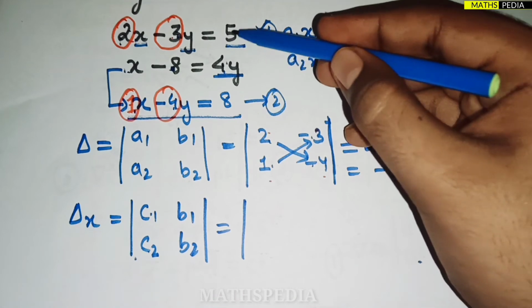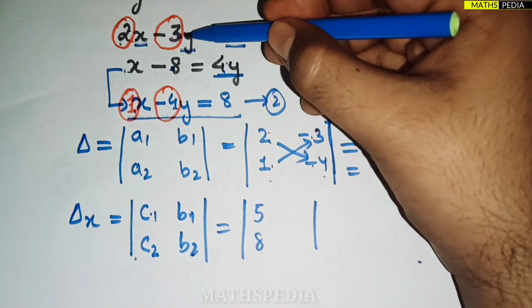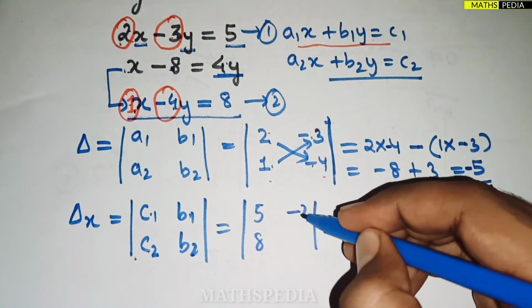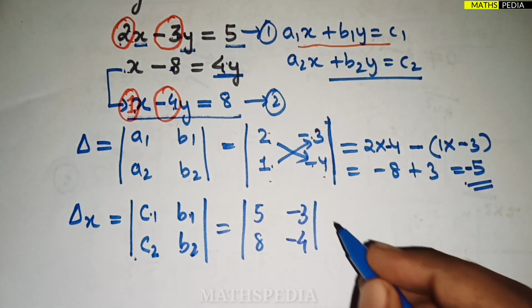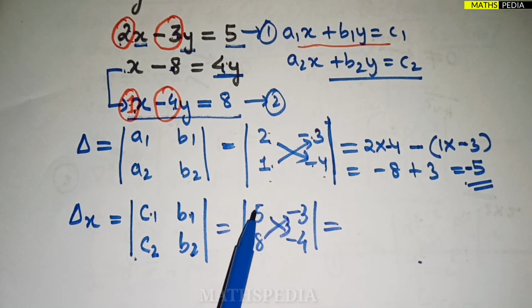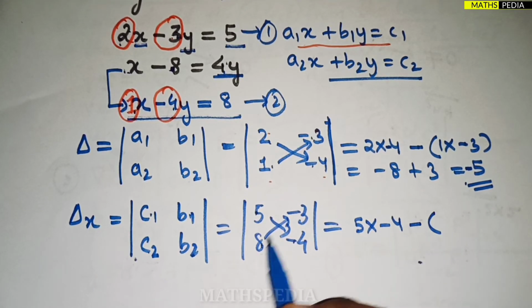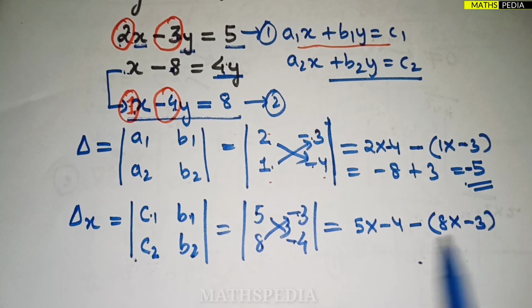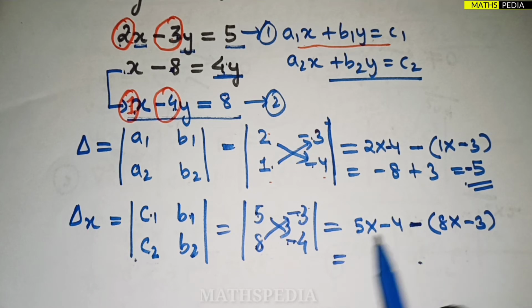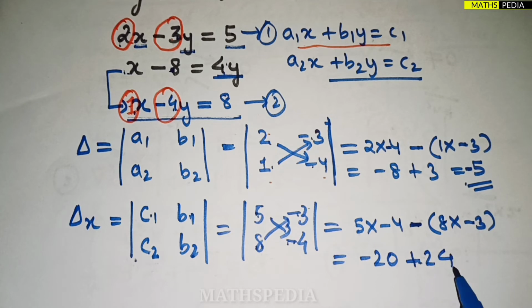c1 c2 is nothing but 5 and 8, the constant terms. Then b1 b2, the coefficients of y, are -3 and -4. Okay, simple. Again the same thing, cross multiplication in order to find the determinant. 5 into -4 minus 8 into -3, always from top to bottom, then bottom to top. In between there is a minus sign. So this is -20, minus minus will be plus, 8 3s are 24, so -20 plus 24 will be +4.